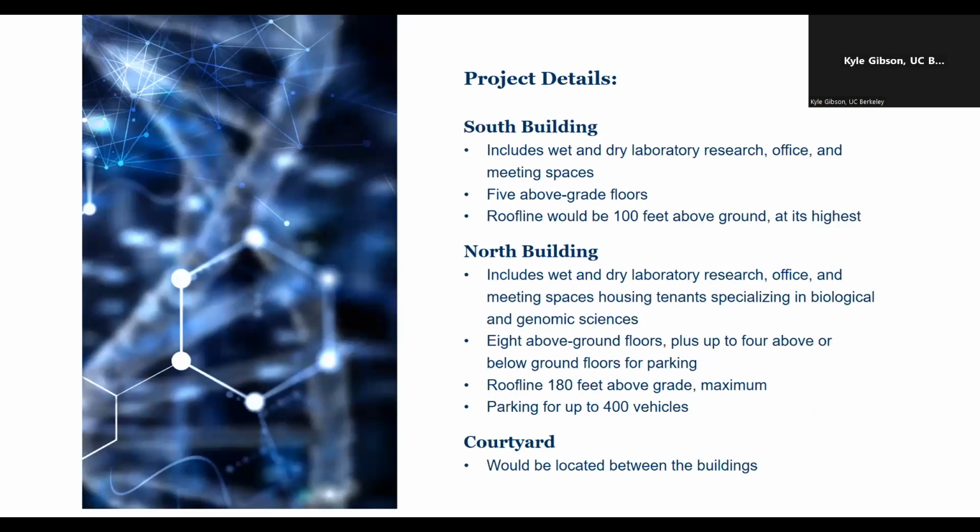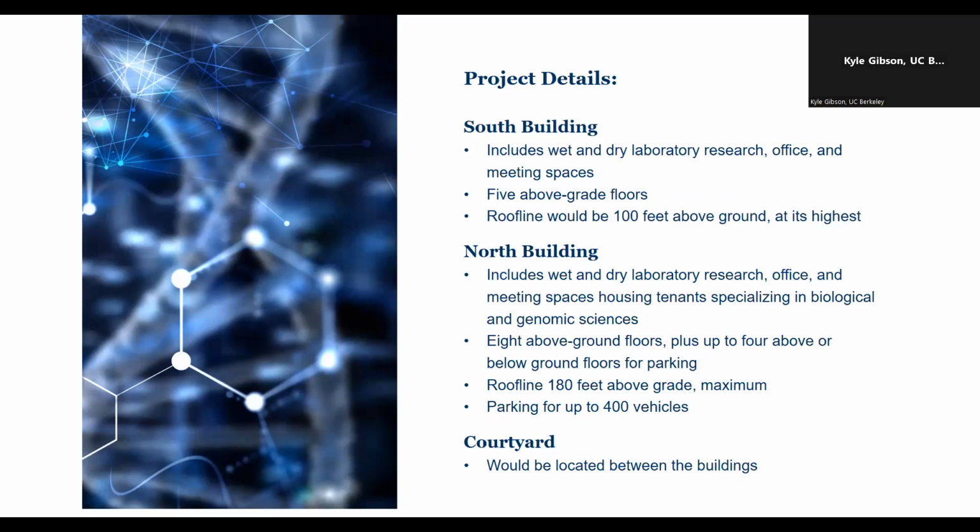Project details. So the south building would be the smaller of the 2 buildings, with approximately 176,000 gross square feet and up to 5 above ground floors. The roof line of the south building, not including the mechanical space on the roof, would be a maximum of 100 feet above the sidewalk.